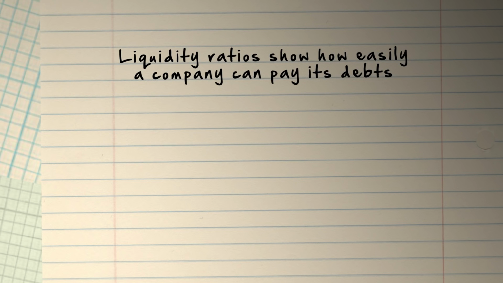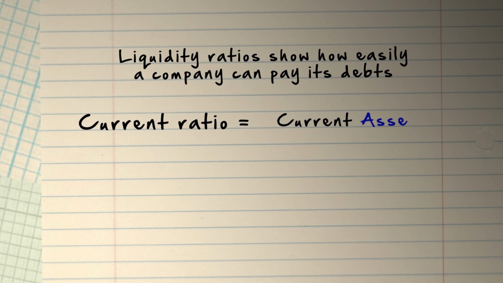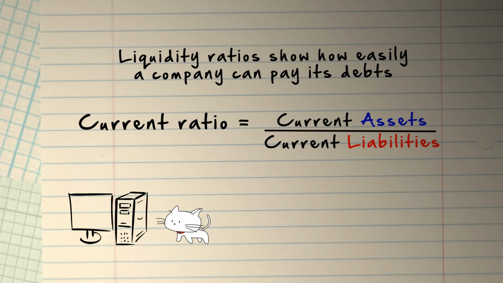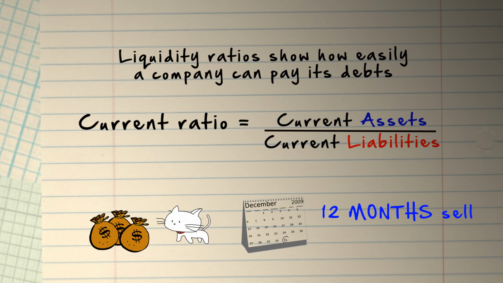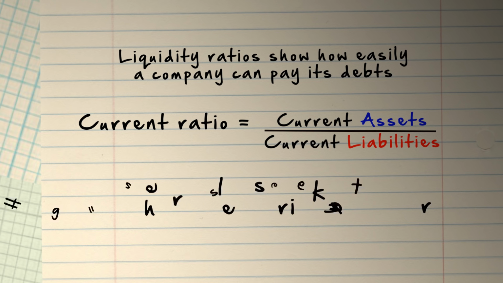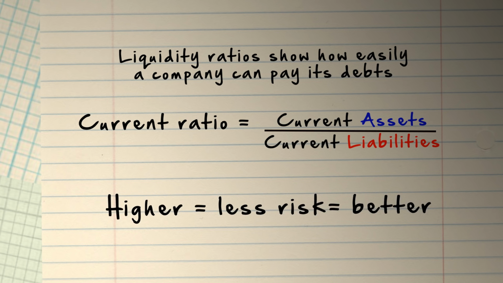An example of this is the current ratio. This tells us how much of your company's stuff can be easily changed into cash within the next 12 months so that it can pay debts which need to be paid also within 12 months. The higher your current ratio is, the less risky a situation your company is in.